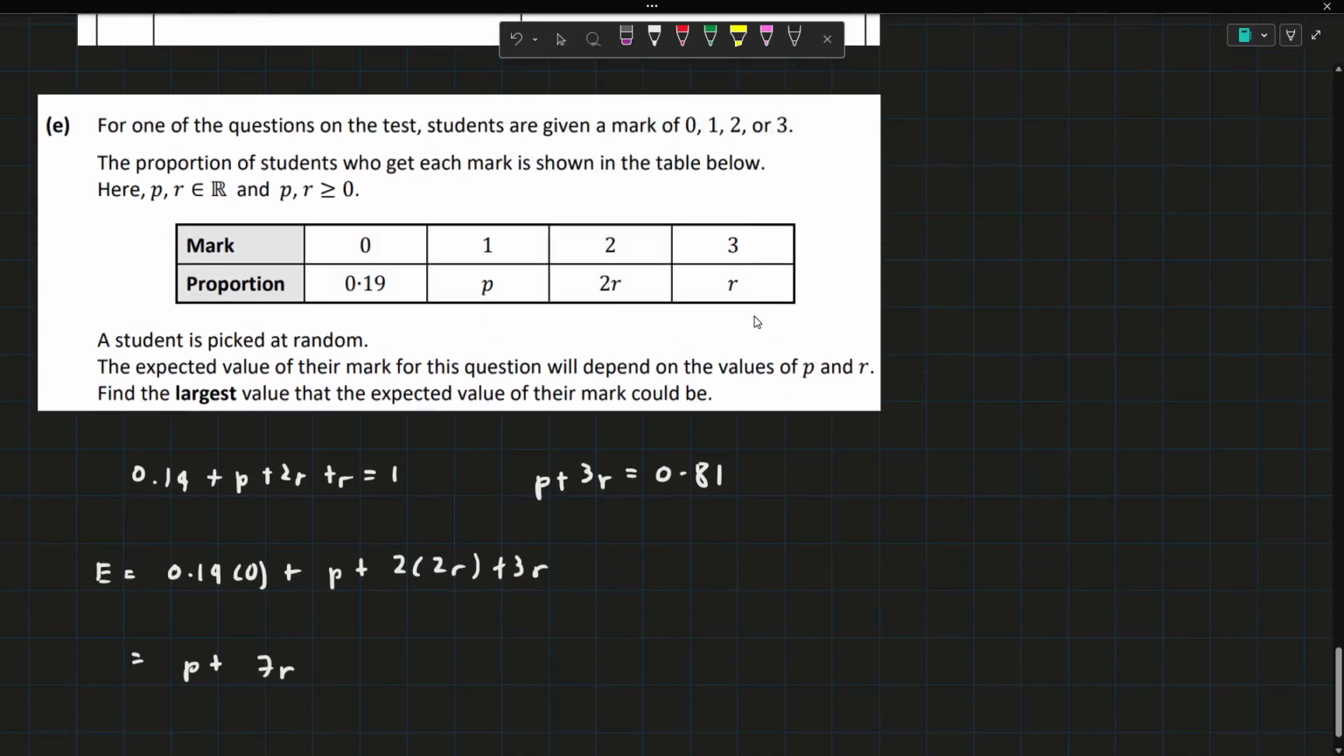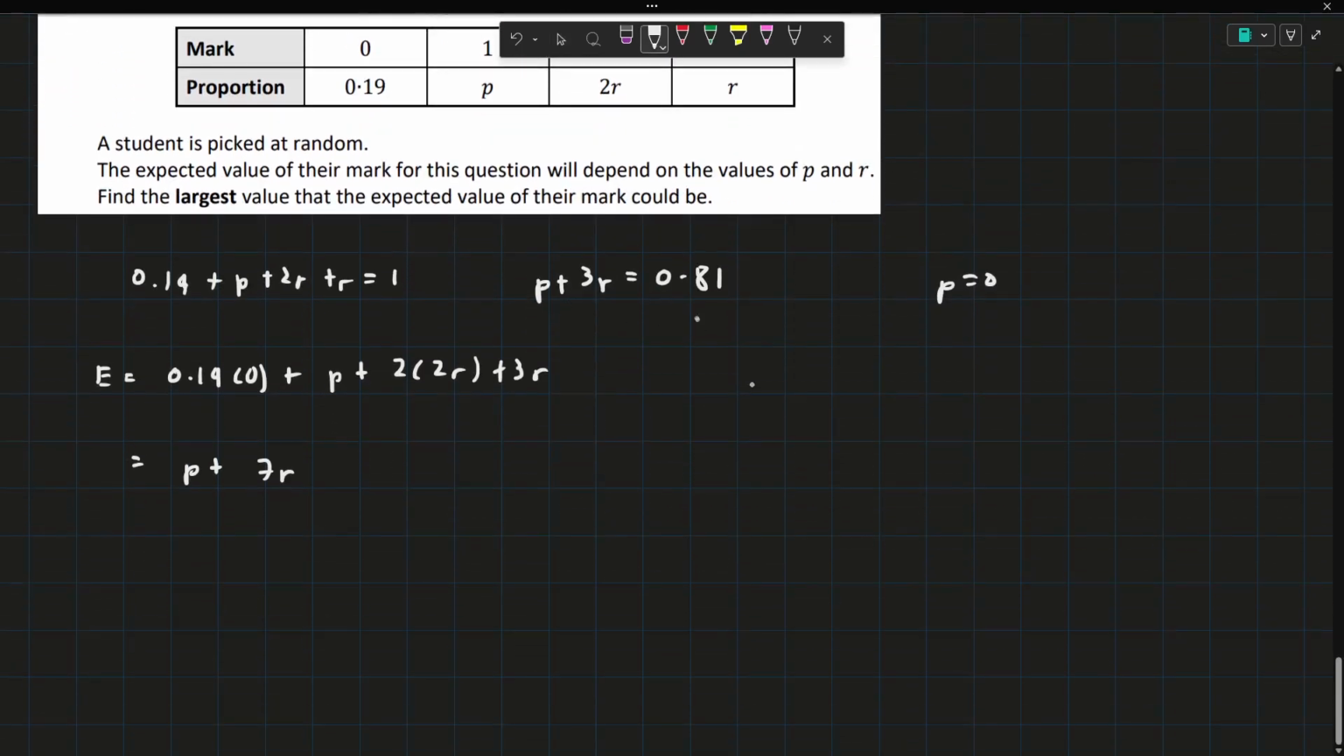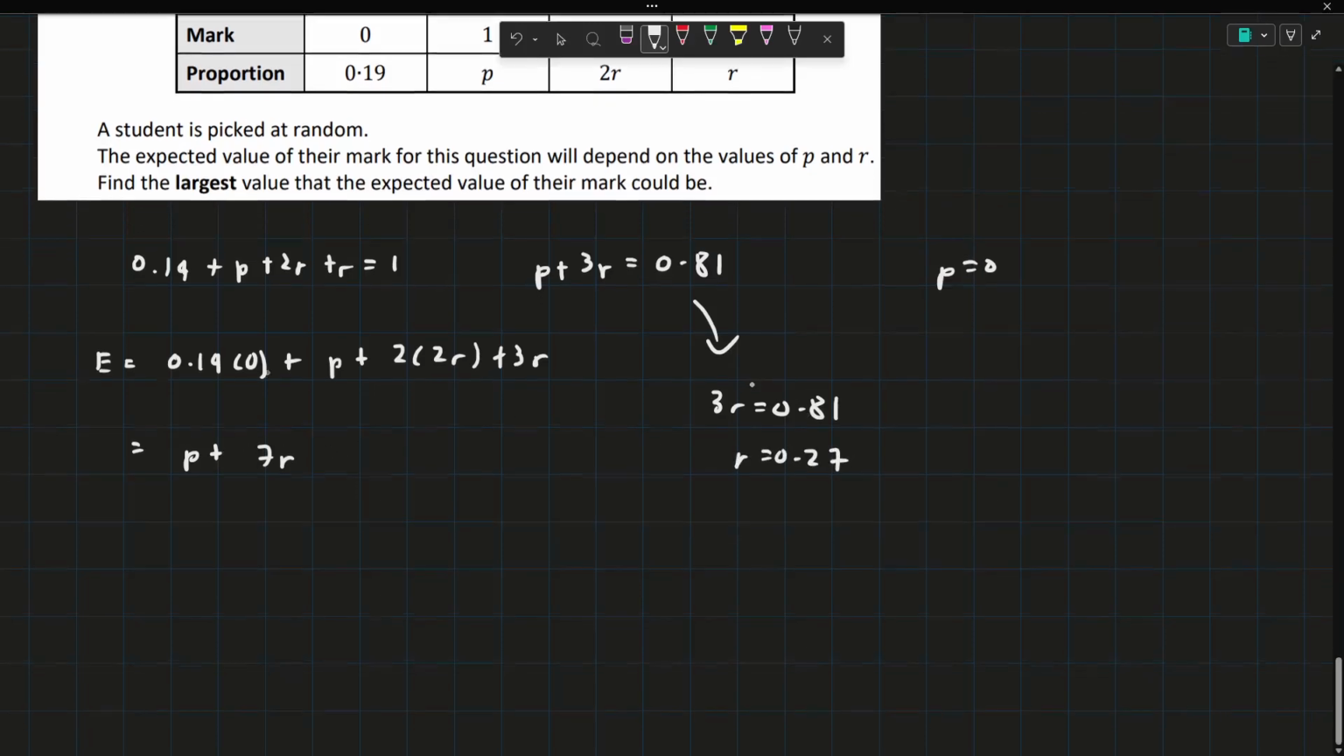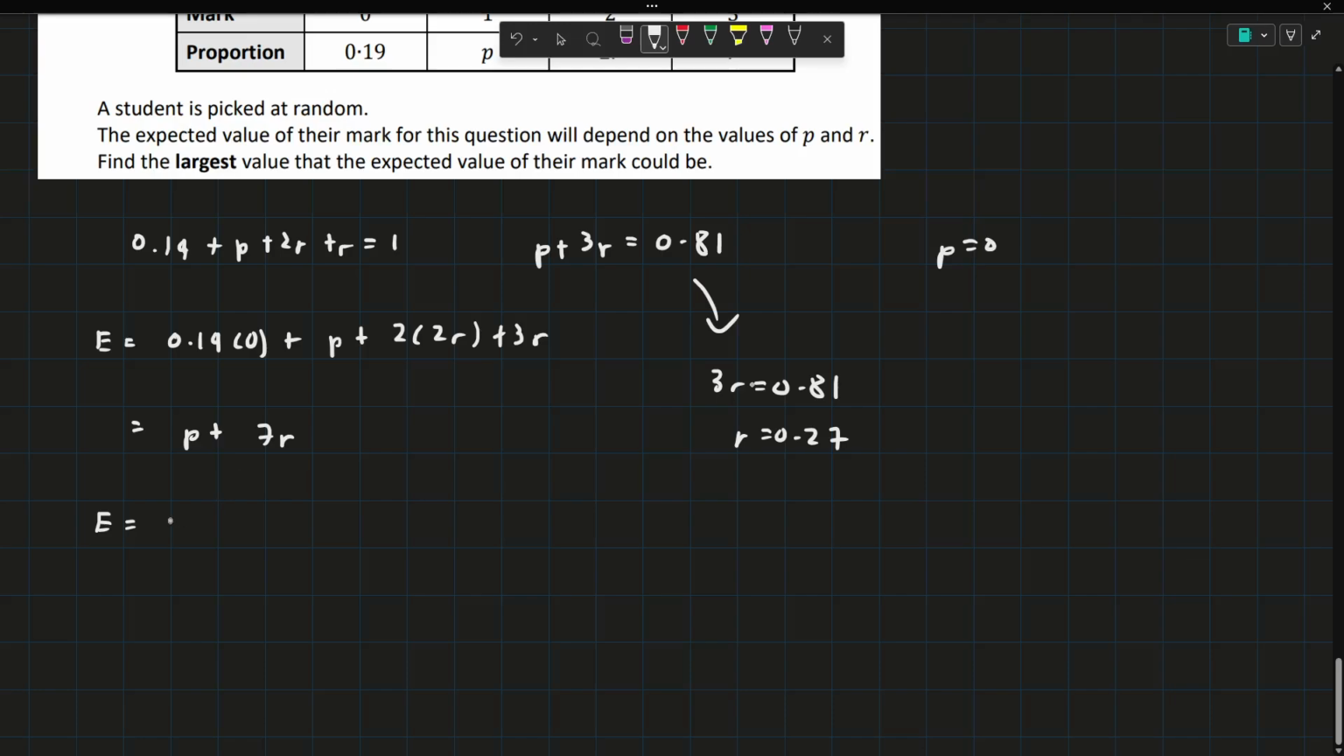And I suppose a way that you can think about it in terms of the table is that the bigger that these r's are, the more people we have getting 2s and 3s, which is good. So we want to make p as small as possible so that we can make r as big as possible. And the smallest that p can be is to let p equal 0. And then we can actually solve this quite easily. So that means that 3r will be equal to 0.81, or in other words, r is equal to 0.27. So then the expected value will just be equal to 7 times 0.27, and you can just put that into your calculator, and you get 1.89 as the expected value. 1.89 marks if you want to be specific about it. And yep, that's it.